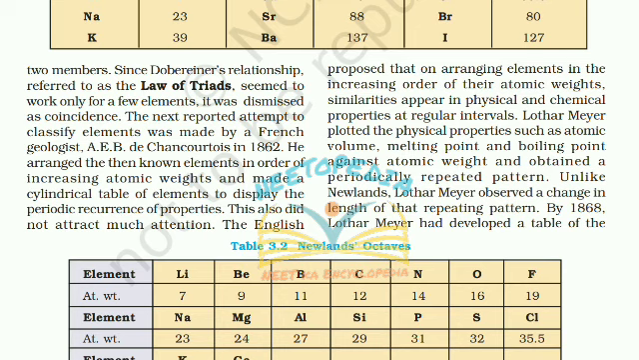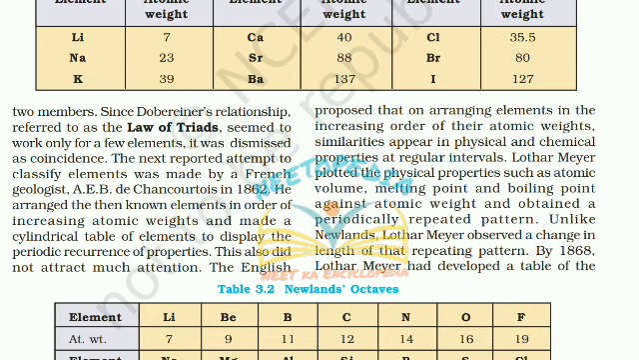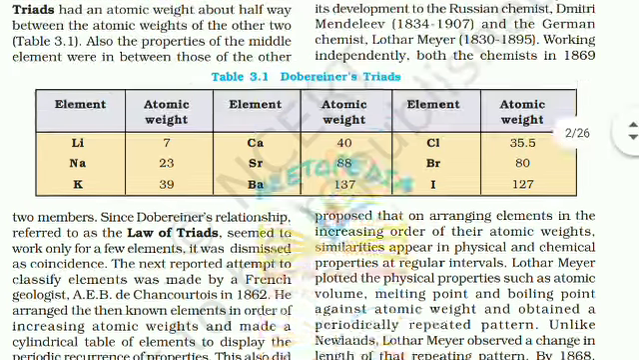The next reported attempt to classify elements was made by a French geologist A.E.B. de Chancourtois in 1862. He arranged the then known elements in order of increasing atomic weight and made a cylindrical table of elements to display the periodic recurrence of properties. This also did not attract much attention.